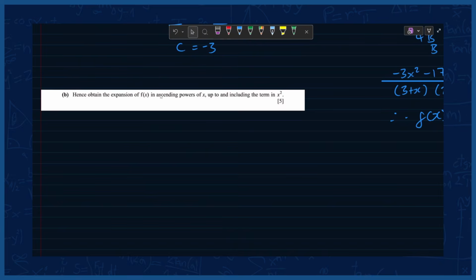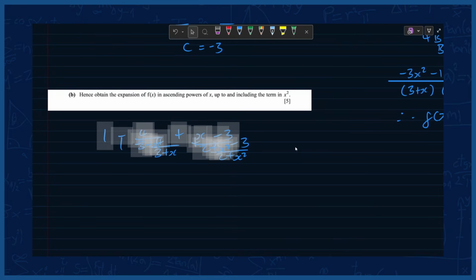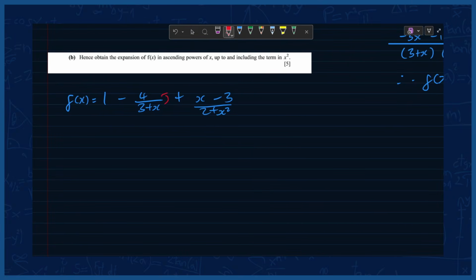Part B says, hence obtain the expansion of f of x in ascending powers of x up to and including the term in x squared. Okay, so we can use this here, because we know that this is f of x. And we're going to move all the denominators up to the numerator. So I can rewrite my f of x as 1 minus 4 times (3 plus x). Using laws of indices, this becomes negative 1, and this becomes (x minus 3) times (2 plus x squared), and again to the negative 1.